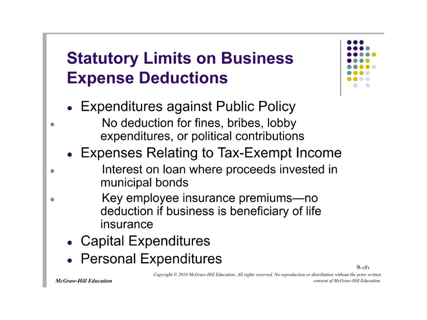So there are some statutory limits on the types of things you can deduct from a business perspective. So expenditures against public policy. So you get no deduction for fines, bribes, lobby expenditures, or political contributions. A great example of fines is years ago, Domino's used to advertise that they would deliver your pizza in 30 minutes or less. And what happened as a result of that, you had all kinds of pizza drivers driving around like crazy people and getting speeding tickets.